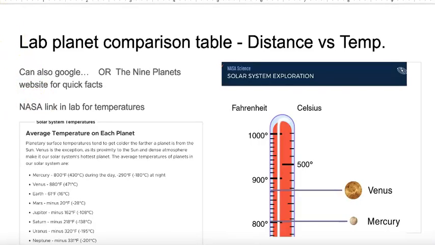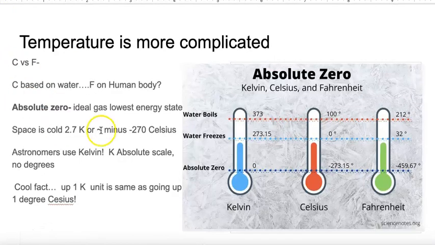If you're not familiar with Kelvin, it's an absolute scale, where zero Kelvin is minus 273.15 Celsius. It turns out that space is 2.7 Kelvin, which is around minus 270. So it's pretty cold out there, but it's not empty. There's still a little bit of heat in space. If you want more detail, look at the other video.